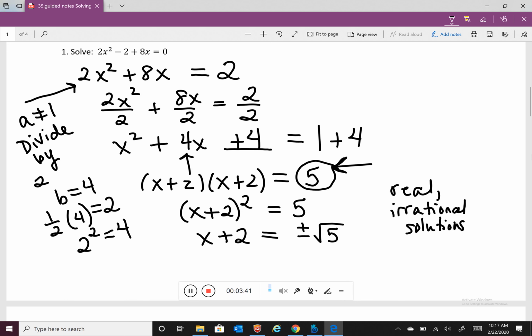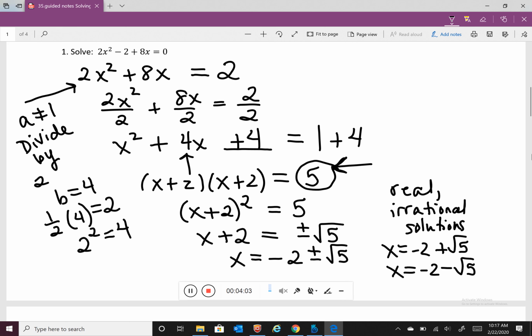And then finishing up here, the only thing I have left to do is get x alone by subtracting 2. So our two solutions come from x is equal to negative 2 plus the square root of 5, and then x is equal to negative 2 minus the square root of 5.